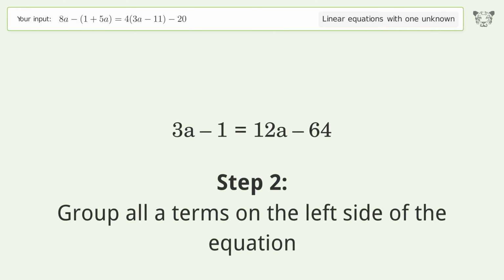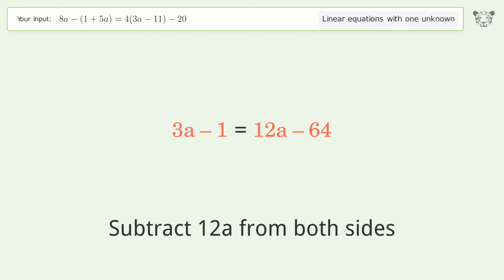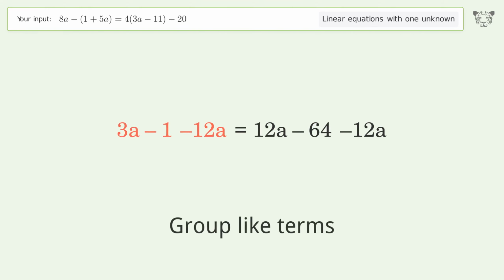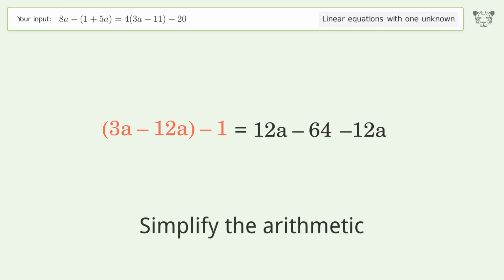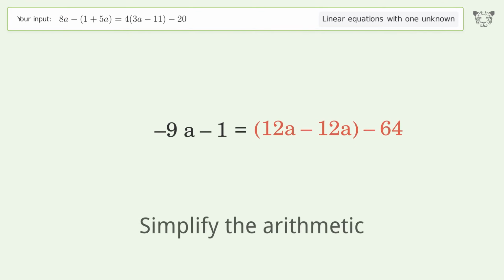Group all a terms on the left side of the equation. Subtract 12a from both sides. Group like terms. Simplify the arithmetic. Group like terms. Simplify the arithmetic.